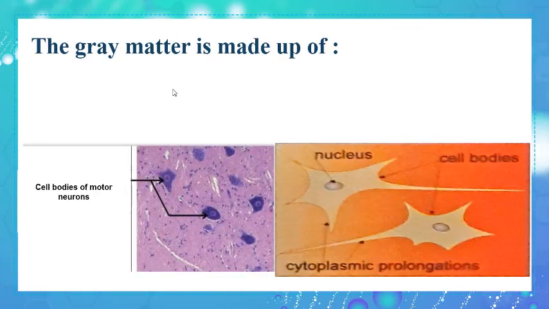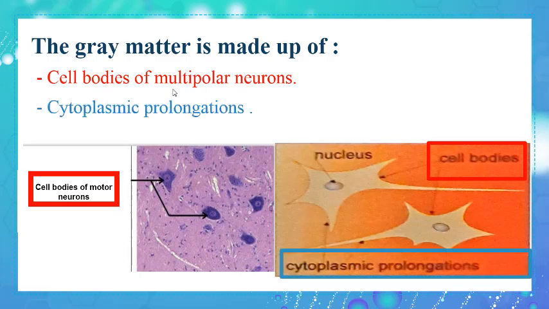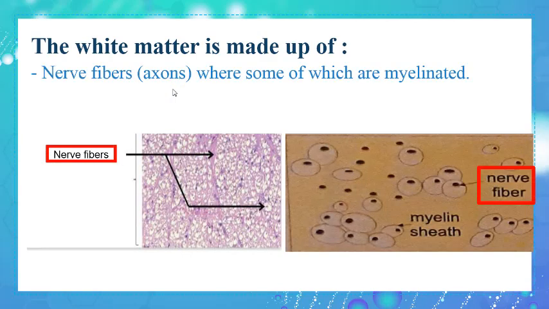When it comes to the constitution of the gray and white matters, basically the gray matter is made up of cell bodies of multipolar neurons, as you can observe on the figure, and cytoplasmic prolongations. Basically, these prolongations are dendrites. While the white matter is made up of myelinated nerve fibers or axons, which in fact comprise the white matter. Here comes up the big question about the reflex act.